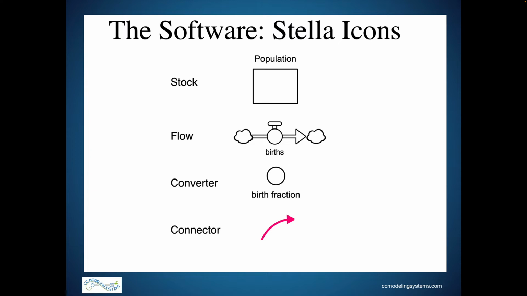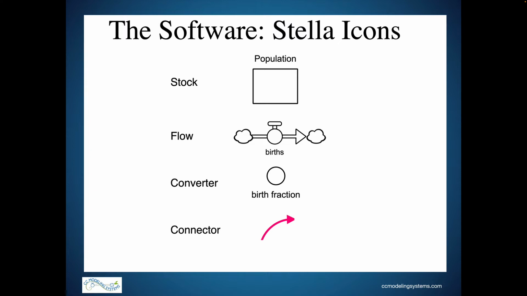Stocks, shown as a rectangle, represent those quantities that accumulate in the model and whose value we want to track over time, like population in a country, or money in a bank account, or water in a bathtub. Flows, shown as pipes with 1 or 2 arrowheads, represent the rate at which the stock is changing value, or represent the variables that directly increase or decrease the value of the stock. A birth flow would increase the value of a population stock.